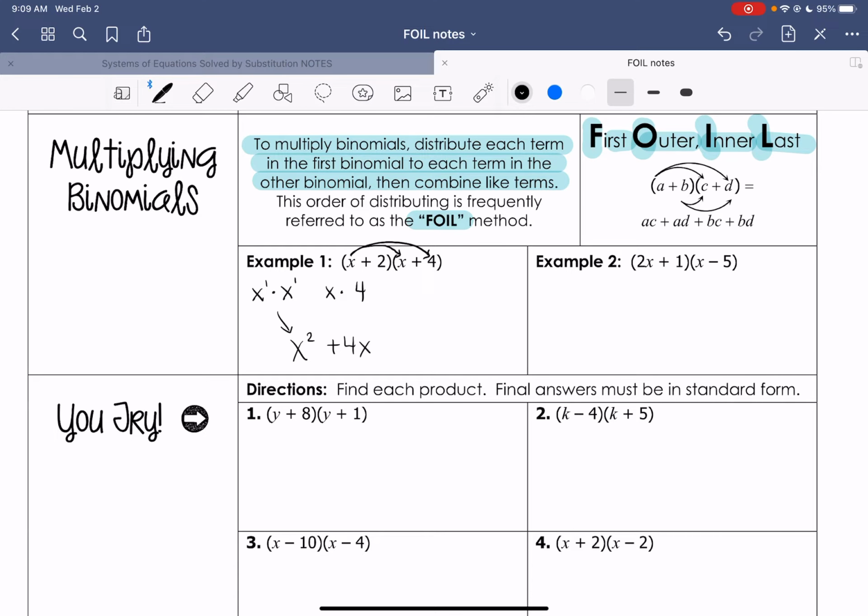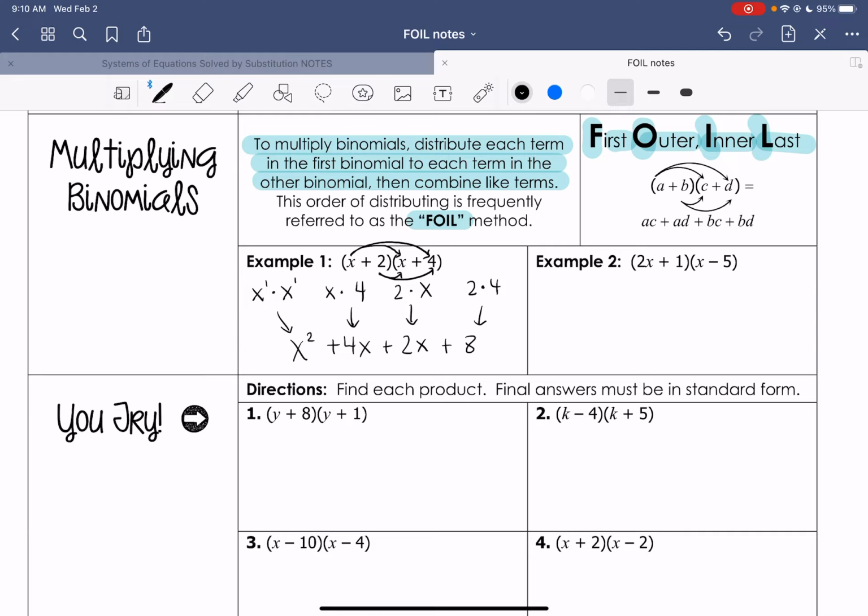That's our outer. Then we're going to go inner, 2 times x. So 2 times x, and that gives us plus 2x there. And then our last is 2 times 4, which is a positive 8.